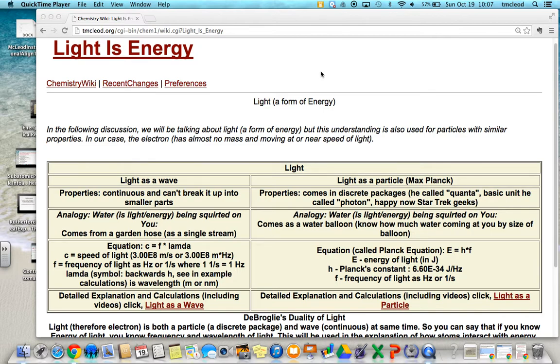The other camp was, as I said, kind of run by Max Planck, and what they felt was that light wasn't coming at you like a garden hose. It actually came in discrete packets, which he called quanta. For all you Star Trek fans out there, the photon. This is where the photon torpedo came from. The photon is the basic unit in what is called quantum mechanics.